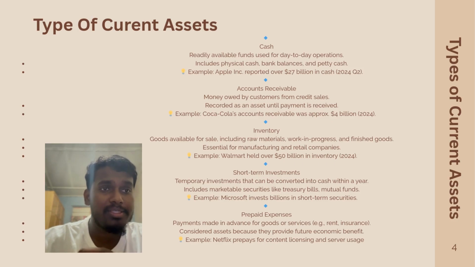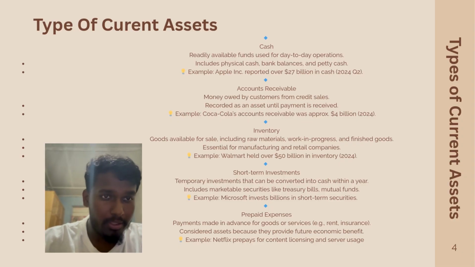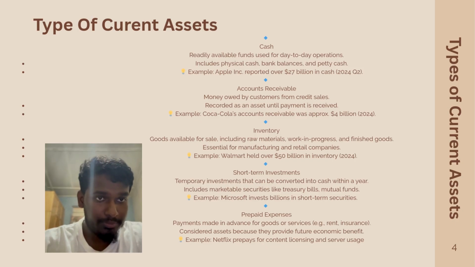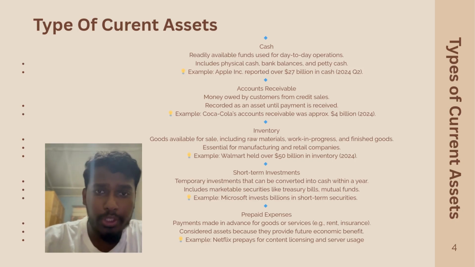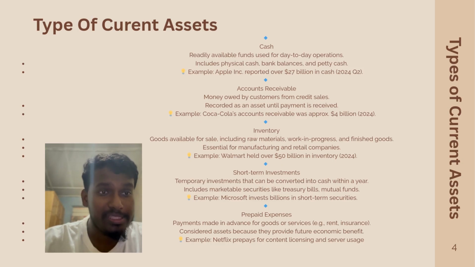So I'll be explaining the different types of current assets. These are the assets that a company expects to convert into cash and use up within 1 year. So first of all, we have cash. This is the most liquid asset. Basically, it includes physical money, bank balance, and petty cash. For example, Apple had over 27 billion in cash in early 2024. That's a huge reserve showing strong liquidity.